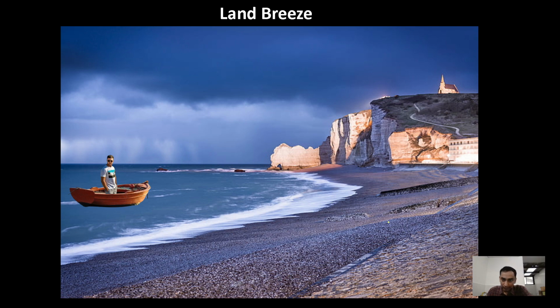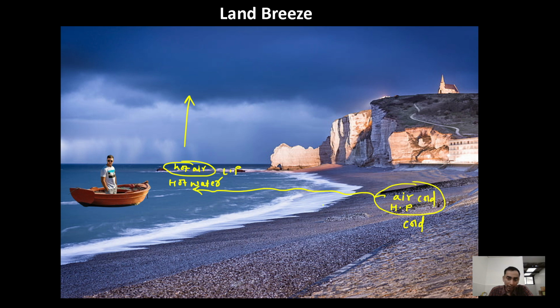Just the opposite happens in the night time. Since the sand cools down faster, over here you have air which is cold. The water takes time to cool down, so this is comparatively hot water, and the air above is also hot. So hot air rises up, creating a low pressure region. This cold air, since it is denser, creates a high pressure region. So from high pressure to low pressure the air flows. That means the cold air coming from the land towards the sea is known as land breeze.